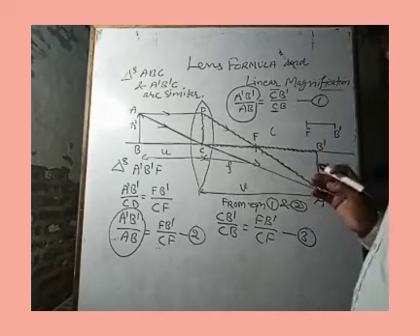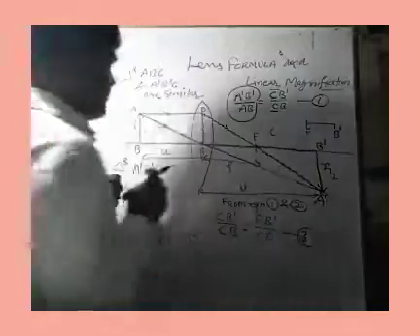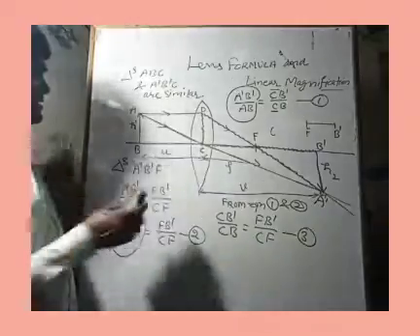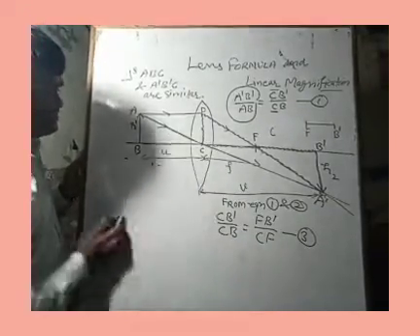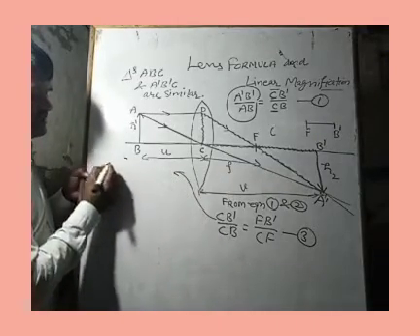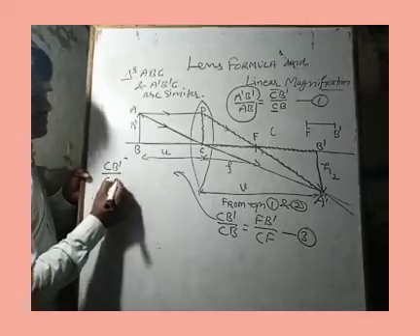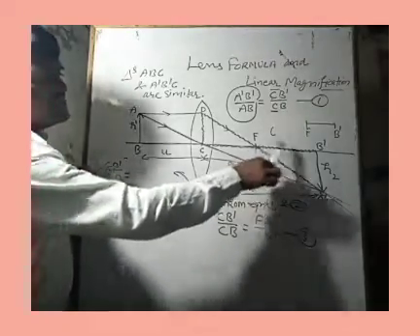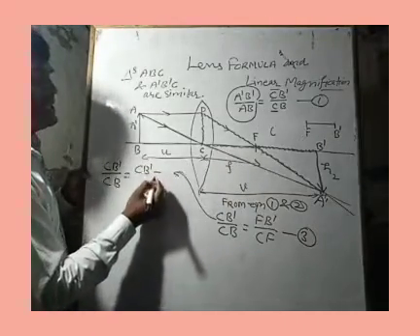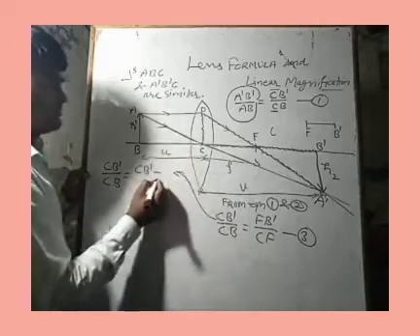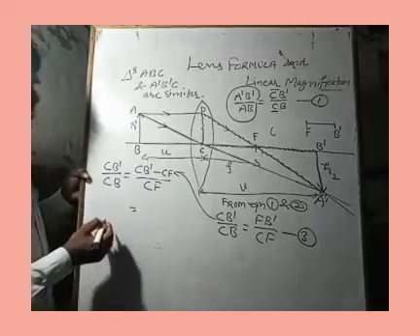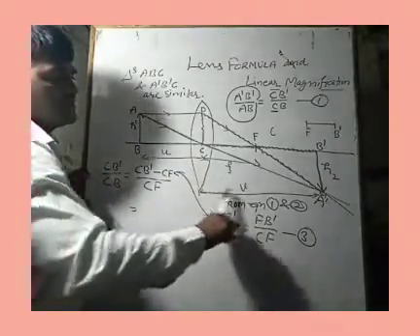Hence we can write FB dash from equation number 3. Let me write here, CB dash upon CB is equal to FB dash, and this much will be CB dash minus CF divided by CF itself.